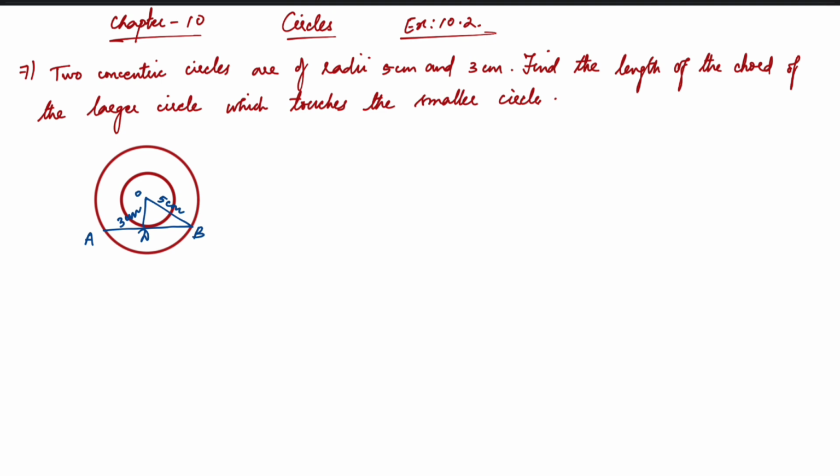Now this implies that AB becomes the tangent of the inner circle and it's the chord of the bigger circle. That is, OD is perpendicular to AB because of theorem 10.1. That is, the radius is perpendicular to the tangent at the point of contact.